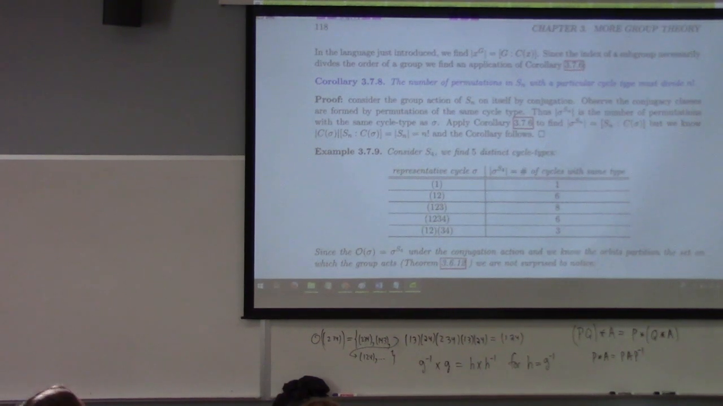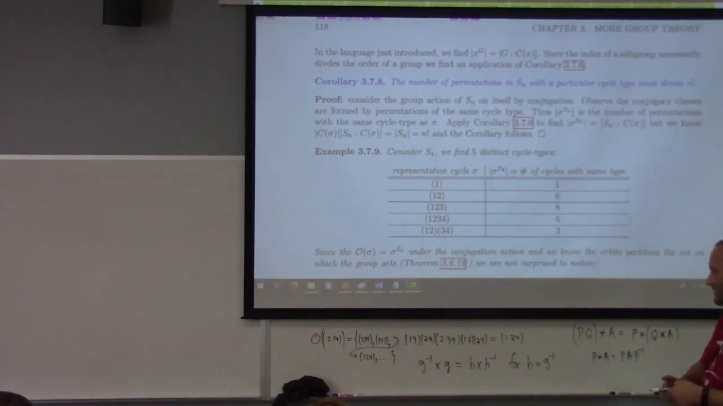Let's see. In S4, I found there were 5 distinct cycle types: 1, two-cycles, 3-cycles, 4-cycles, products of 2 two-cycles. 1, 6, 8, 6, and 3. Those are all divisors of 24, right? And the sum of those numbers is also 24, right? So the other thing we know is that the size of each orbit must divide 12, but we also know that the sum of the orbits must also divide 12, right?